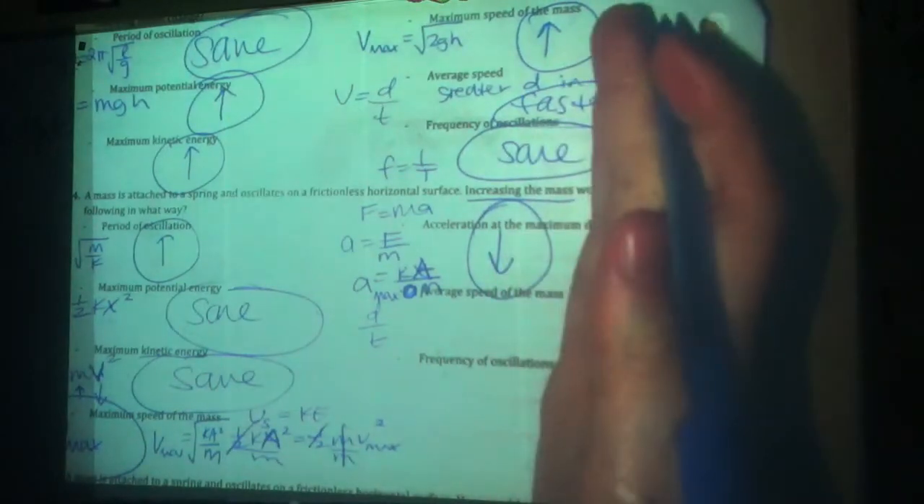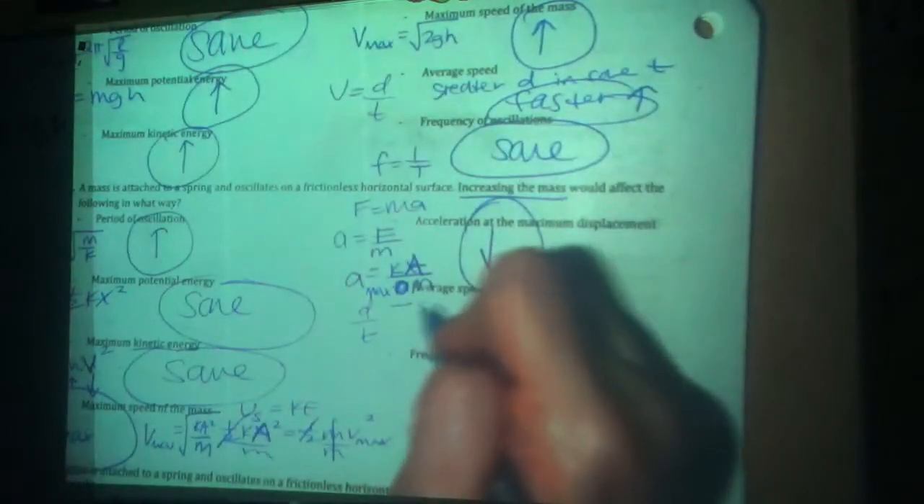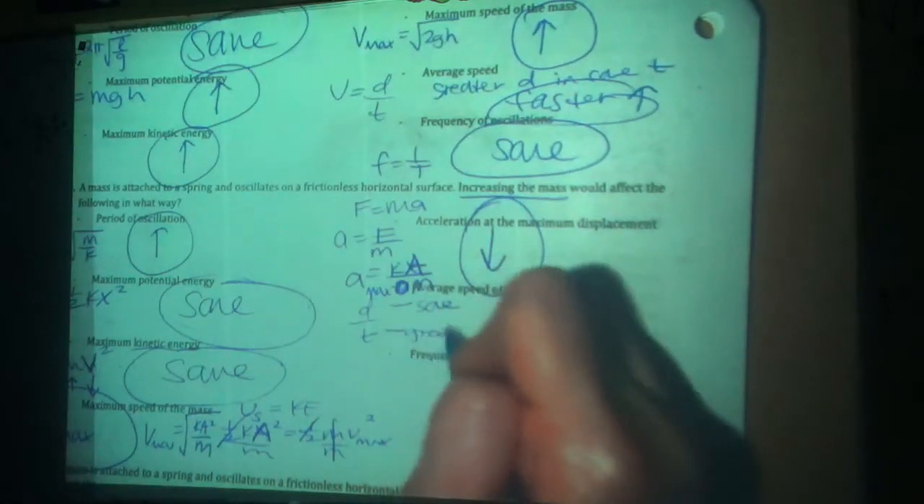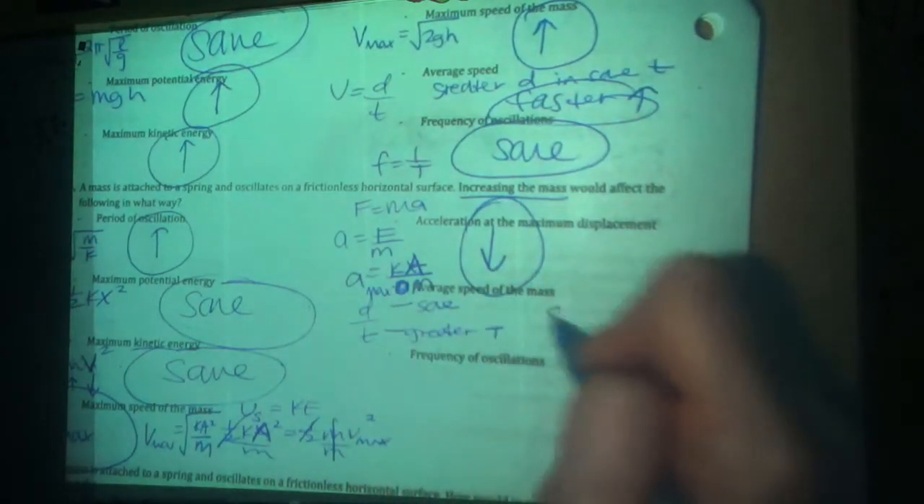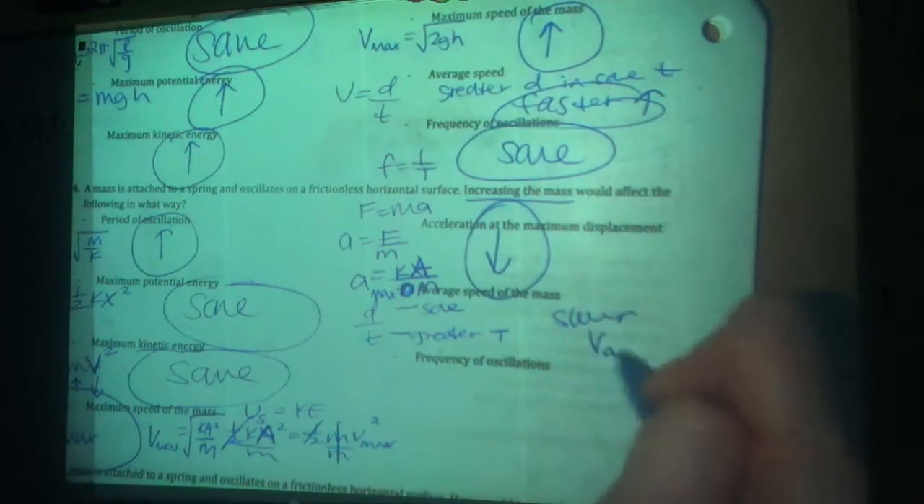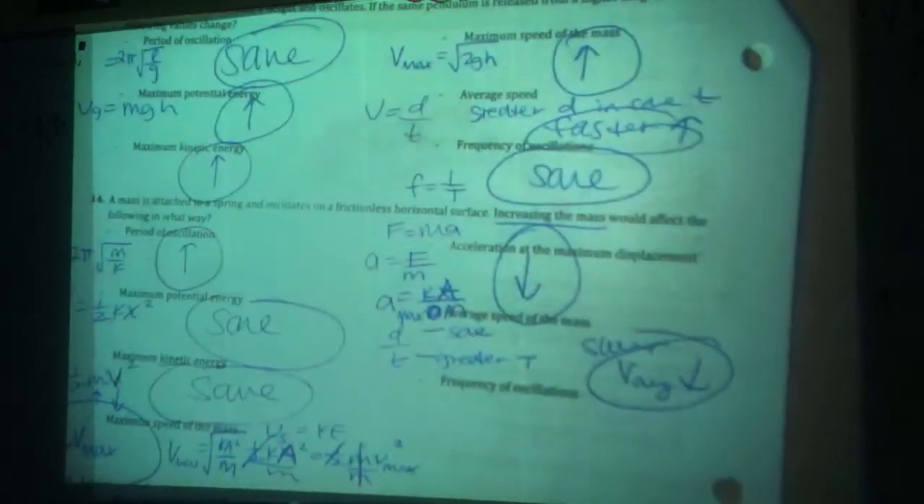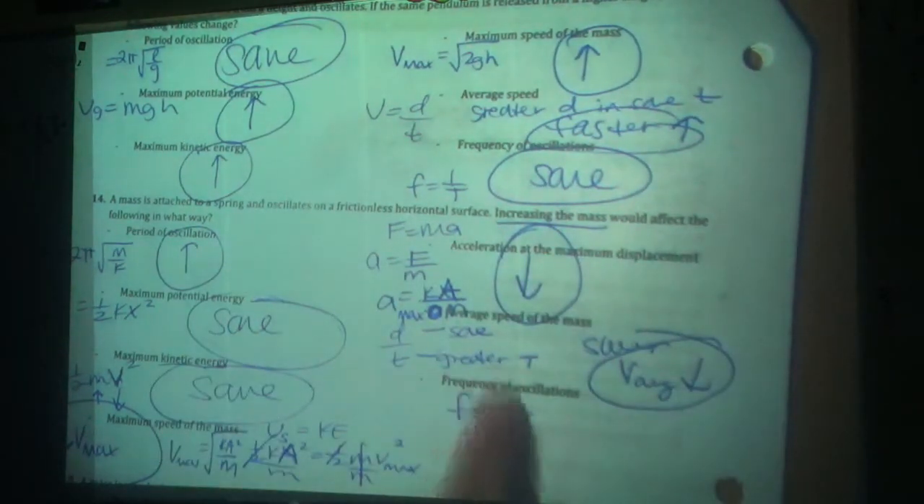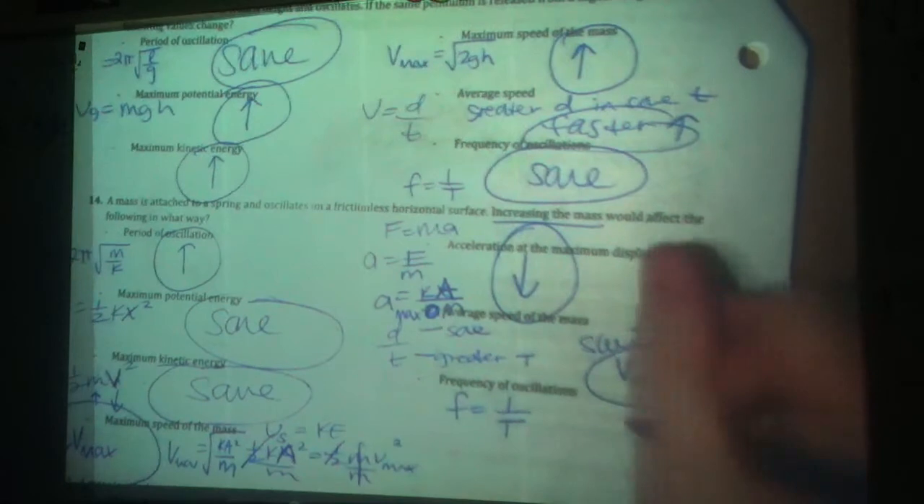So if I release it from some point, it's still going that same distance. So this is staying the same, but now you're doing it in a greater amount of time, which means that it's going slower on average, or that your average velocity has decreased. And then your frequency. So frequency is 1 over period. We know that we have a bigger period. When I divide by a bigger number, I get a smaller frequency.